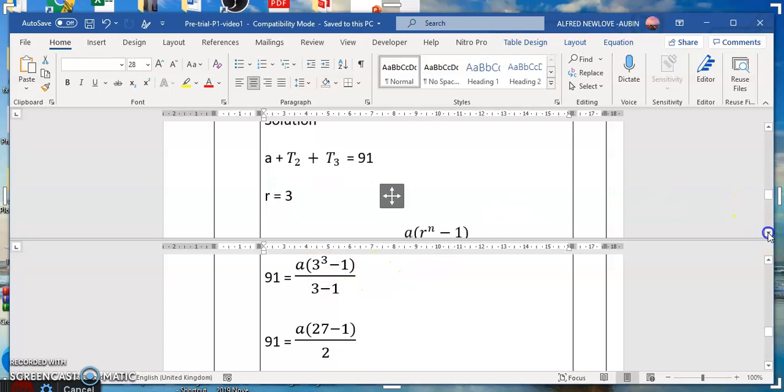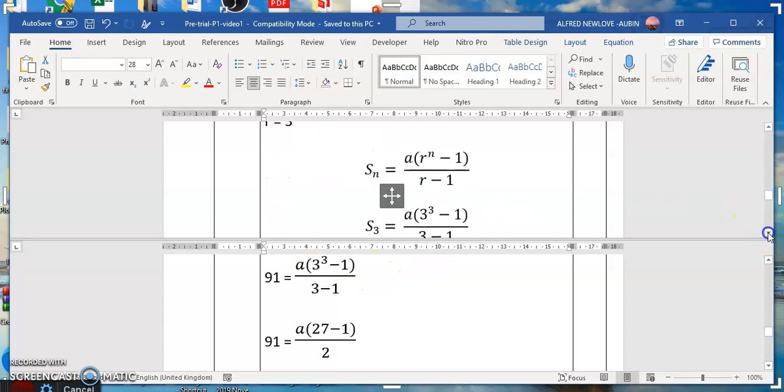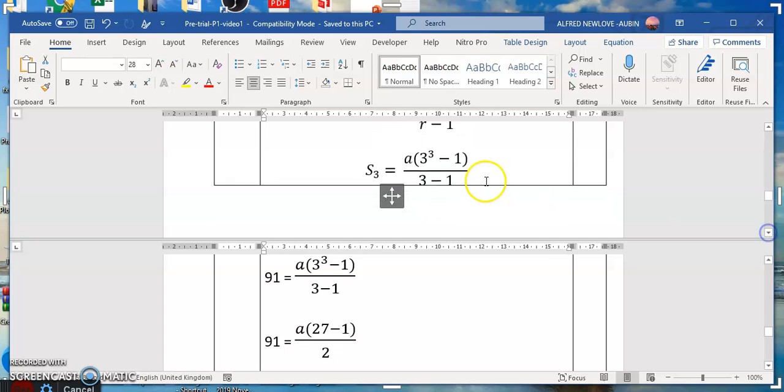How? Okay. Remember we said the sum of the first three terms is what? 91. So in place of the sum of the first three terms, you substitute 91 there. Then here you are going to have your a into brackets 3 exponent 3 minus 1, and 3 exponent 3 is going to give us 27. 3 minus 1 is going to give us 2.